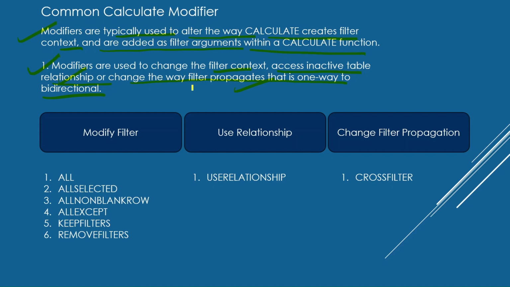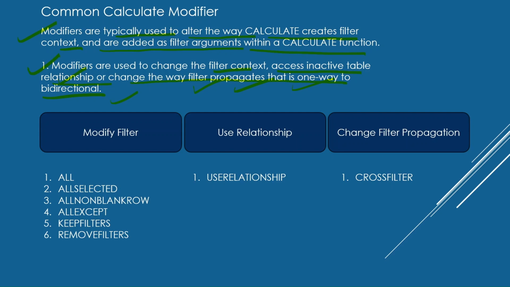It can also change filter propagation, that is, from one way to bidirectional. We create a relationship that is one directional, so the filter will flow in one direction only. But there may be some use cases where we need filters to flow bidirectionally. With the help of a modifier, we can tell Power BI to make the filter bidirectional.